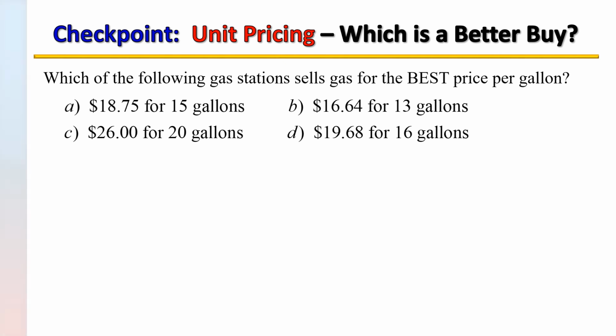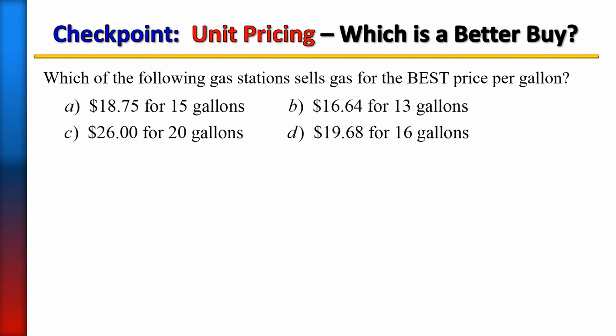Let's do another example. Which of the following gas stations sells gas for the best price per gallon? So here the unit of measure is gallons. So you're going to have to find out what each gas station charges for just 1 gallon of gas. And so to do that, again, recall you're going to take the price and divide it by its unit of measure. So pause the video, go ahead and do that so you can determine which gas station has the best price.